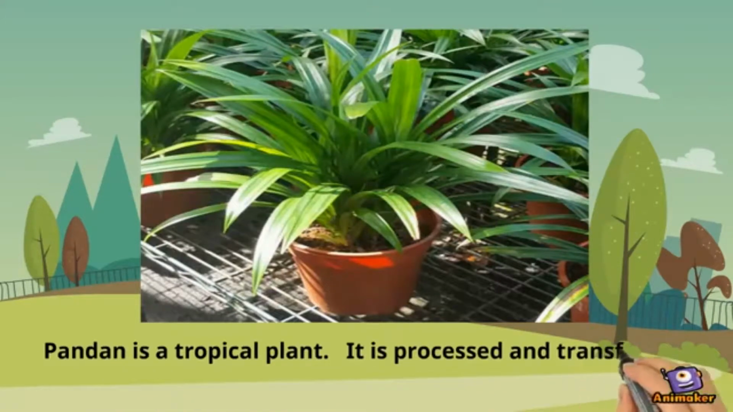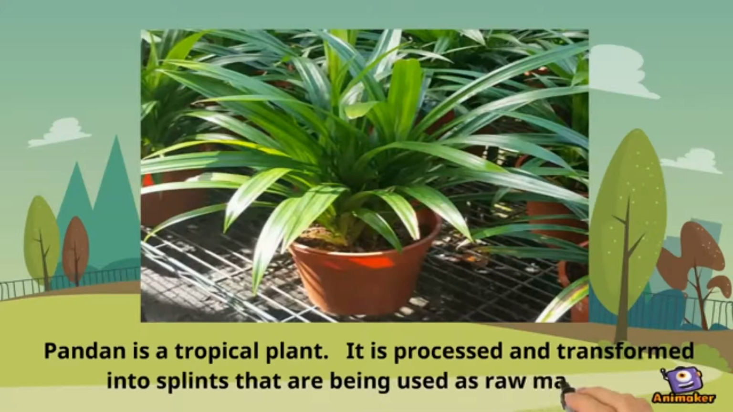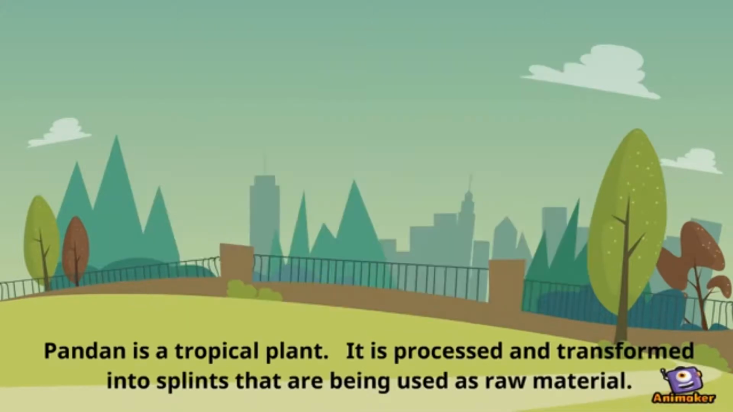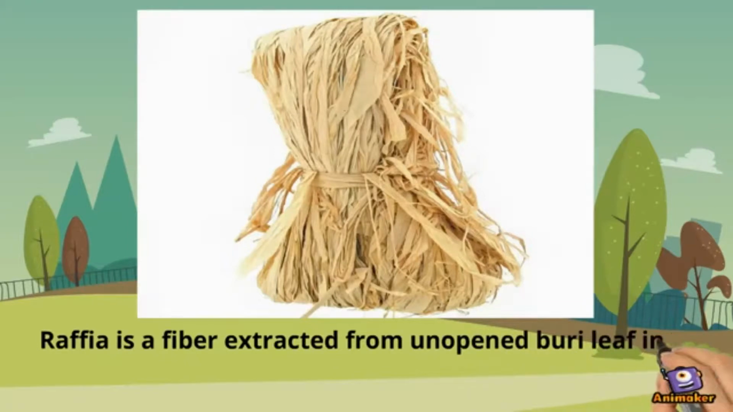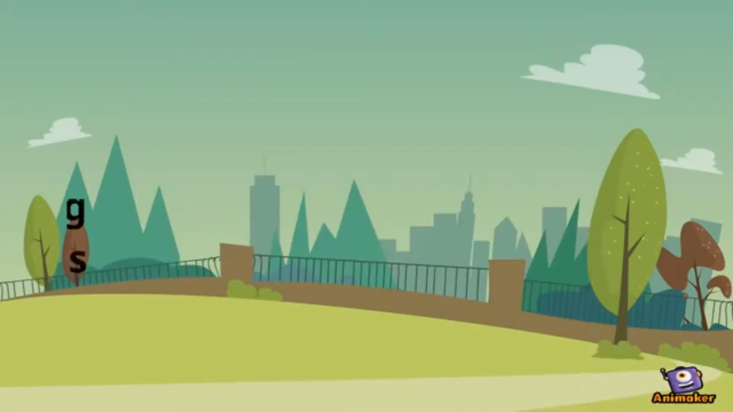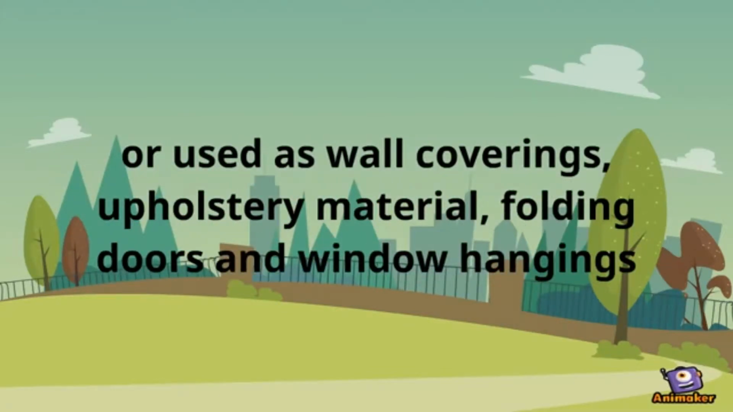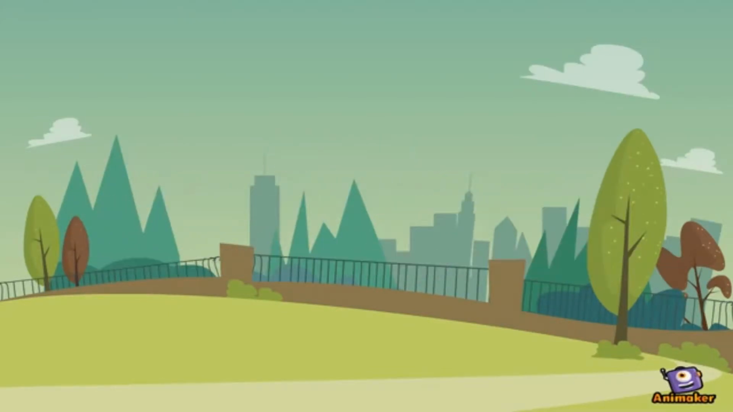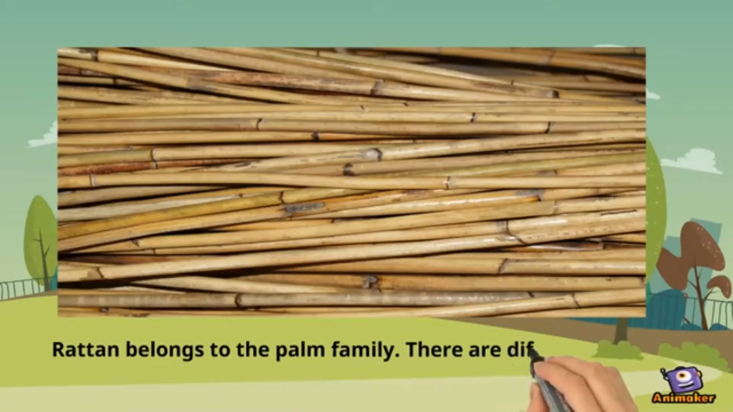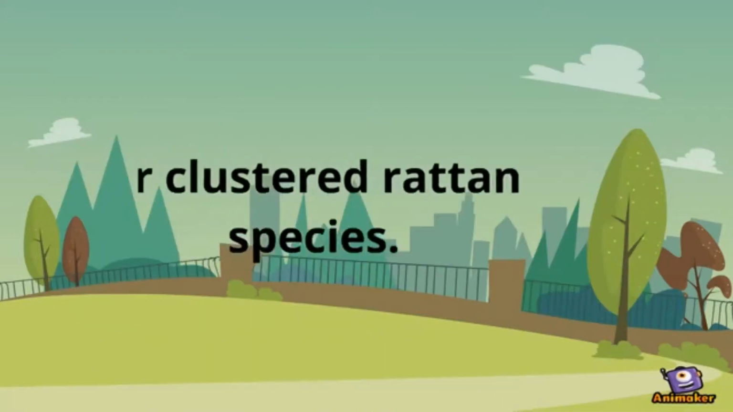It is processed and transformed into splints that are being used as raw material. Raffia is a fiber extracted from unopened buri leaf in 3 stages. It is loom woven into fabrics or used as wall coverings, upholstery material, folding doors, and window hangings. Rattan belongs to the palm family. There are different types of rattan palms, such as high or low climbers, single-stemmed or clustered rattan species.